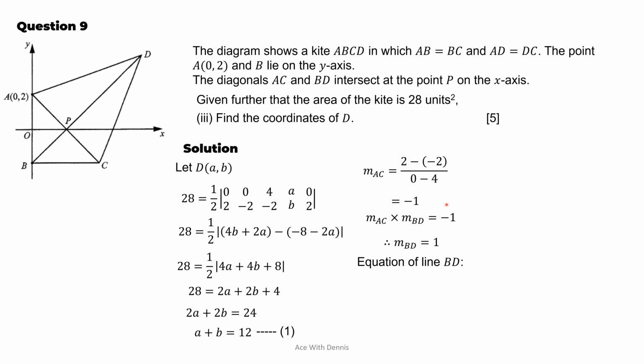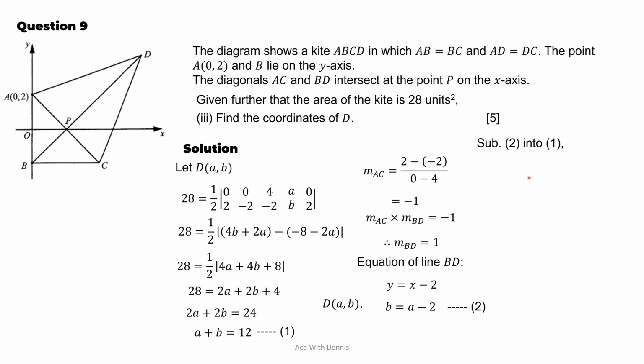Okay, now we can form the equation of the line BD, y equals mx plus c. So the equation becomes y equals x minus 2, alright? We know already the gradient is 1. And the y-intercept will be point B, which is minus 2 here. Since the coordinates of D is (a, b), therefore this equation becomes b equals a minus 2. And this is our second equation. Right, we have the first equation, we got the second equation because we want to find two unknowns a and b. Now we solve simultaneous equations.